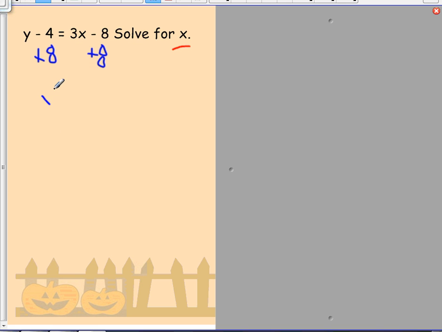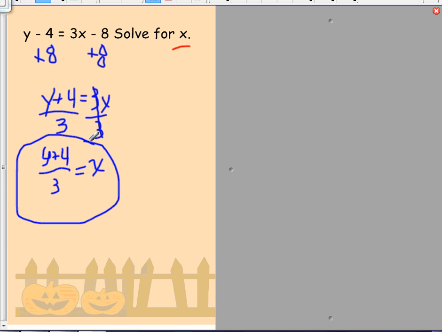Then I'm going to be left with y, and negative 4 plus 8 is positive 4, equals 3x. Now I want to get x by itself, so I'm going to divide by 3. Since I divided this entire side by 3, I have to divide this entire side by 3. Those go away, and my x is equal to y plus 4 all over 3. And that is our answer.